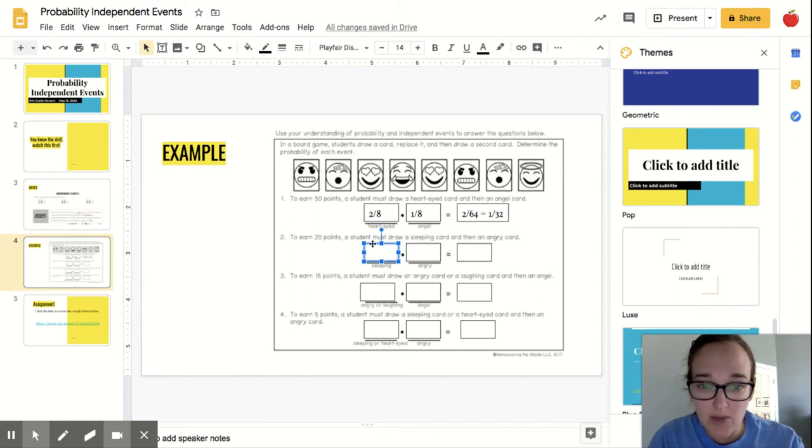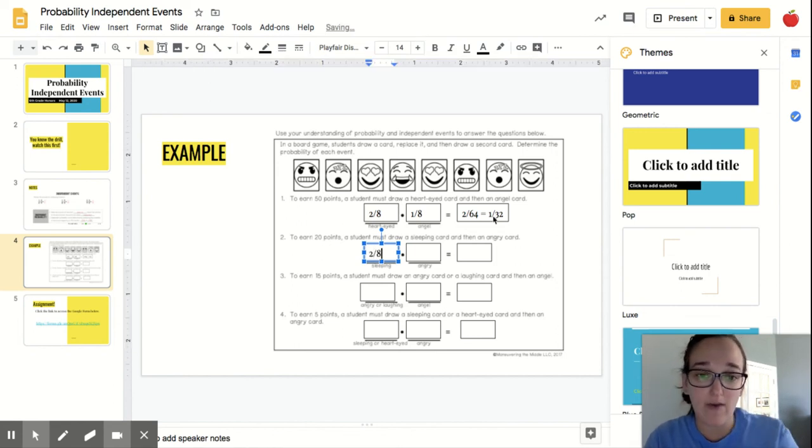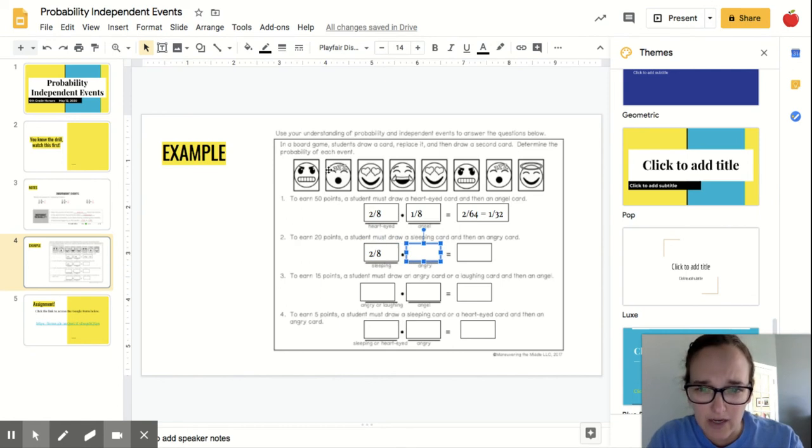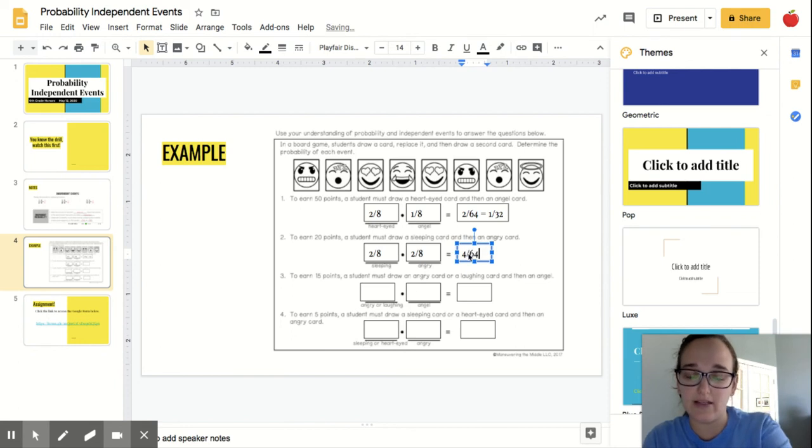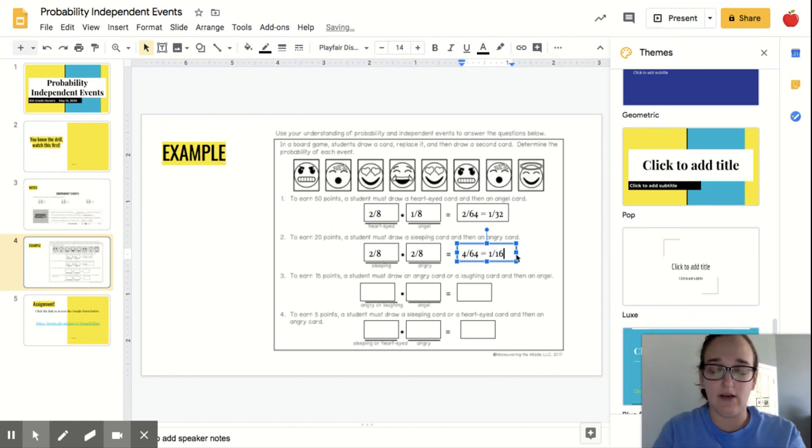Okay, to earn 20 points, a student must draw a sleeping card and then an angry card. All right, sleeping card, looks like there's 2 of them out of 8. Remember, the denominator is not changing because I'm putting that first card back in and I'm drawing again. And then an angry card, 1, 2. So that's also 2 out of 8. 2 times 2 is 4. 8 times 8 is 64, which would simplify to 1 out of 16. I divided both the numerator and the denominator by 4. Up here, I just had to divide by 2.